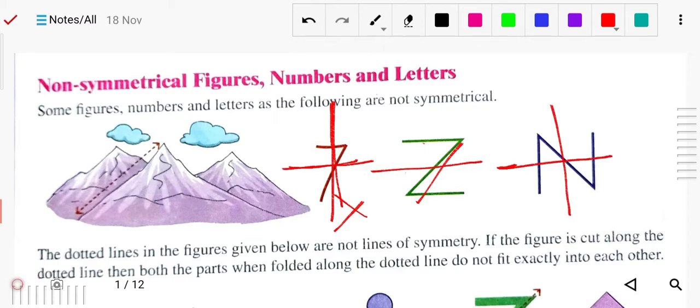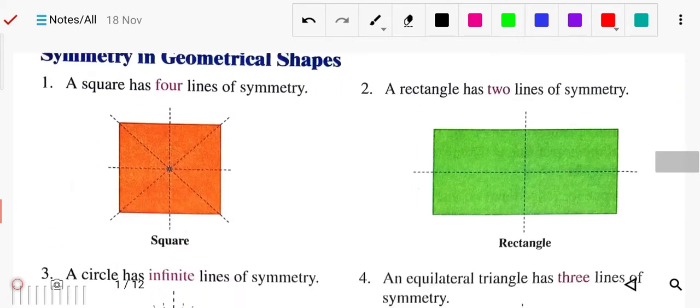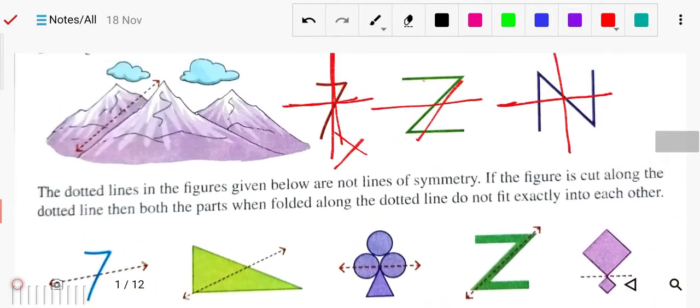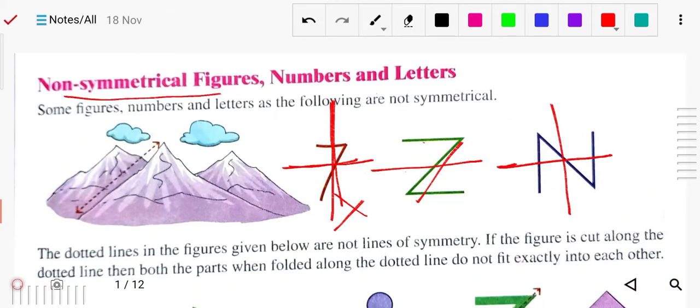So these are not symmetrical figures, meaning that if you fold from somewhere, they will not cover each other. So they are not symmetrical, they are non-symmetrical figures or numbers or letters, or you can say this is asymmetrical.